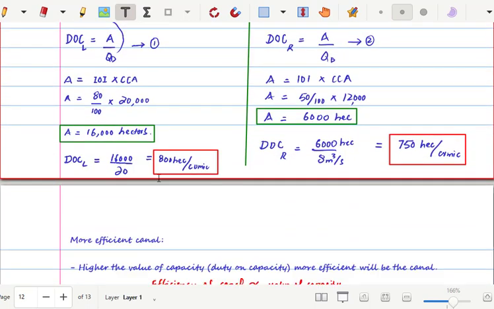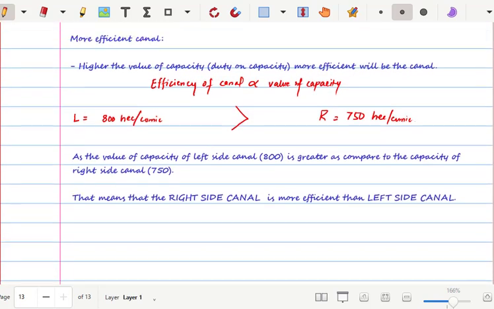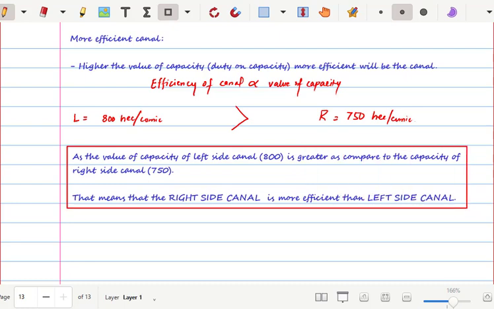So we were asked two things, we got both things. First thing we were asked was that we were supposed to find out the values of duty or duty on capacity of left side and right side, we got them. And the second thing we were asked was to mention among the both canals which one is more efficient. So we have defined that too. So according to our calculations, the canal on left side is more efficient as compared to the canal on right side. The reason is that higher the value of capacity, more efficient will be the canal, as efficiency of canal is directly proportional to the value of capacity. So that was the reason. So this was the answer to the second part of our numerical problem.